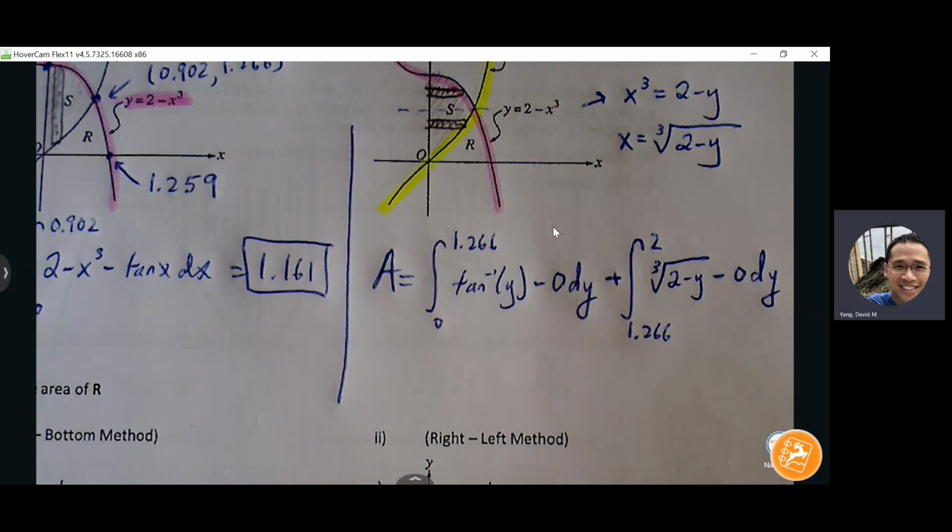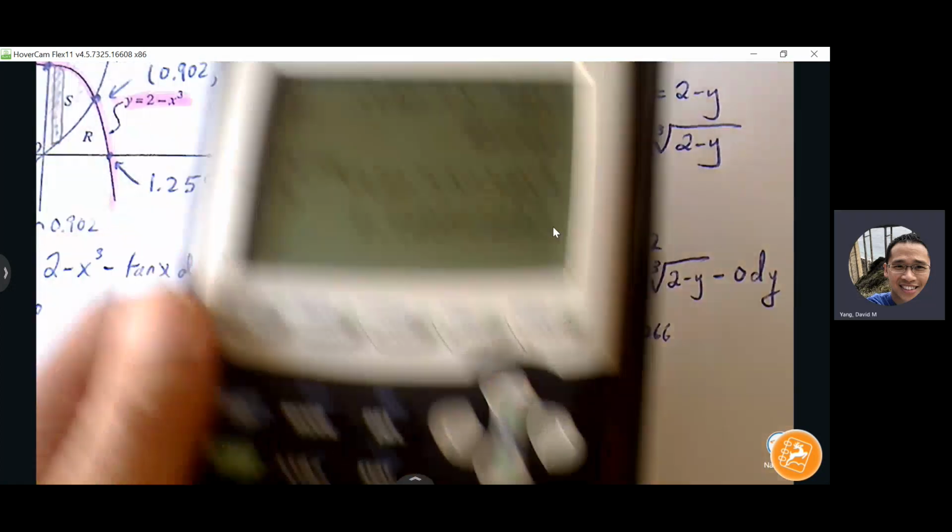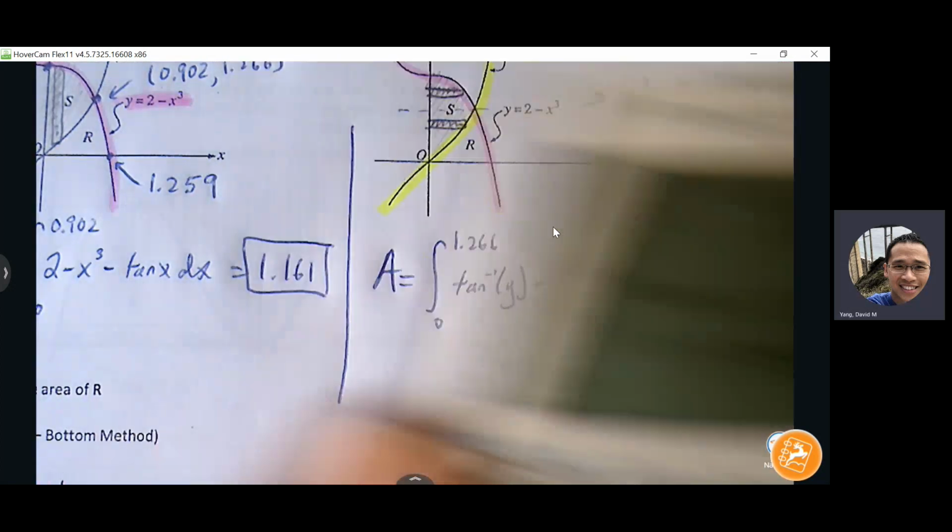Yeah, cube root, if you do math 4, I think math 4 will get you the cube root. All right, so double check in your calculator. We should get the same answer. May take a little bit longer, but 1.161.